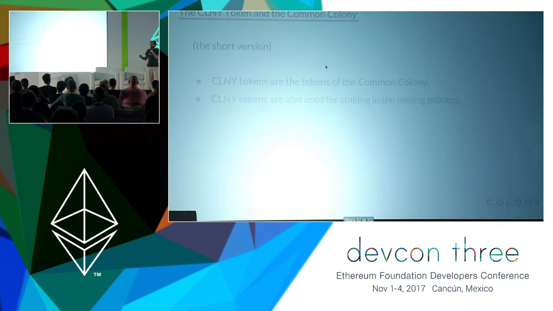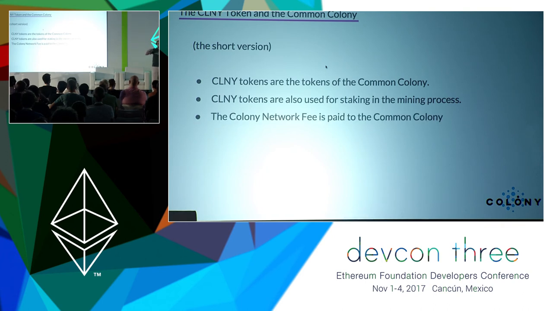All other colonies pay a small network fee to the common colony for the services provided, the maintenance of the software, and also the mining. And if this network is profitable, if the common colony is profitable, people who hold tokens and reputation could expect a payout. So there's an economics involved in this entire network that's more detailed in our white paper.